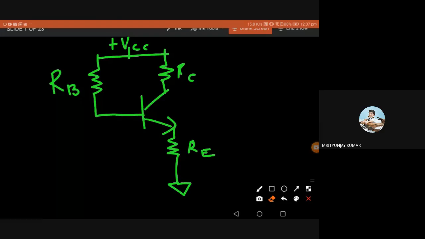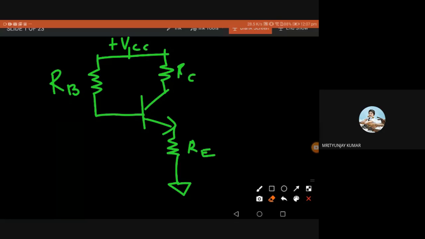So one thing is we can perfectly bias it. Still, there is a problem of beta dependency. So by biasing, we can eliminate the beta dependency also, because beta is varying with respect to temperature as well as IC. So this is one circuit which has the inbuilt feedback mechanism. The feedback concept is very important.